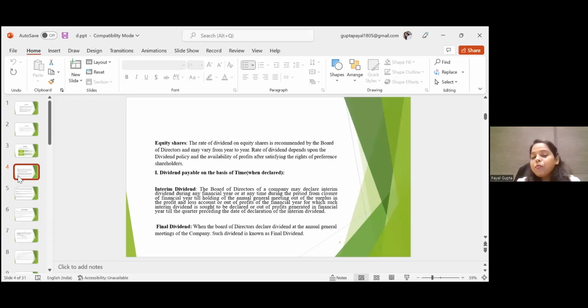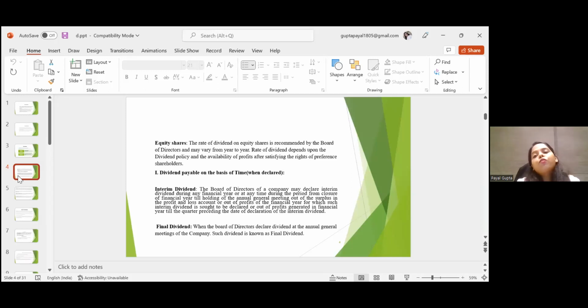The board of a company may declare interim dividend during any financial year or at any time during the period from closure of the financial year till holding of its AGM, out of the surplus in the profit and loss account or out of profit of the financial year for which interim dividend is sought to be declared.